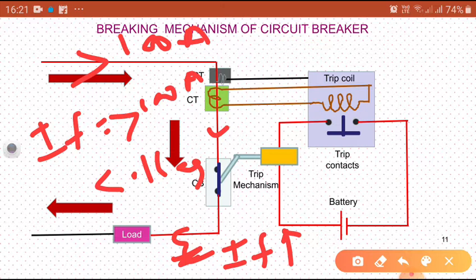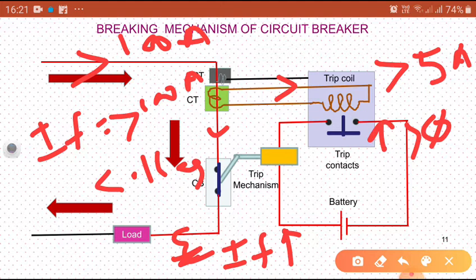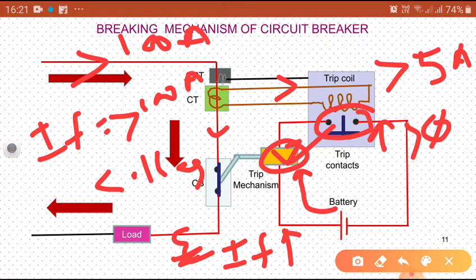Due to this current, the current flowing in the secondary is greater than 5 amperes. The flux produced is now greater than in the previous case, and it is able to pull the trip contact to the upper side, closing the two contacts. Once it closes, the battery supply is given to our mechanism and current flows through it. Then the mechanical equipment operates automatically and tries to open the circuit.